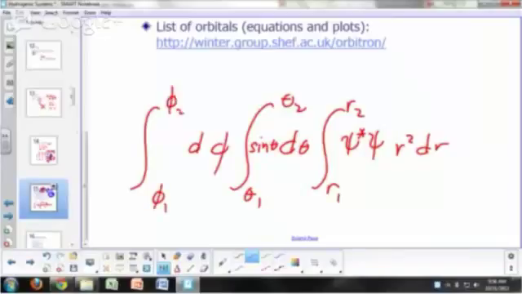Okay. Now, if you set r1 and r2 as 0 to infinity, and you go from theta equals 0 to theta equals pi, and from phi equals 0 to phi equals 2 pi, then the whole thing is going to be equal to 1. Total probability.